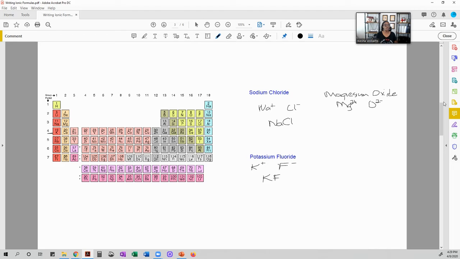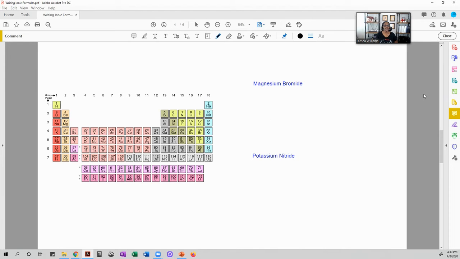So you have an overall compound charge that is neutral, meaning it's 0. So we don't have to do anything else with that. And we don't even have to write the 2's. It's a 1-to-1 ratio. This is the simplest formula. We will simply write M lowercase g, capital O for the oxide, magnesium oxide.